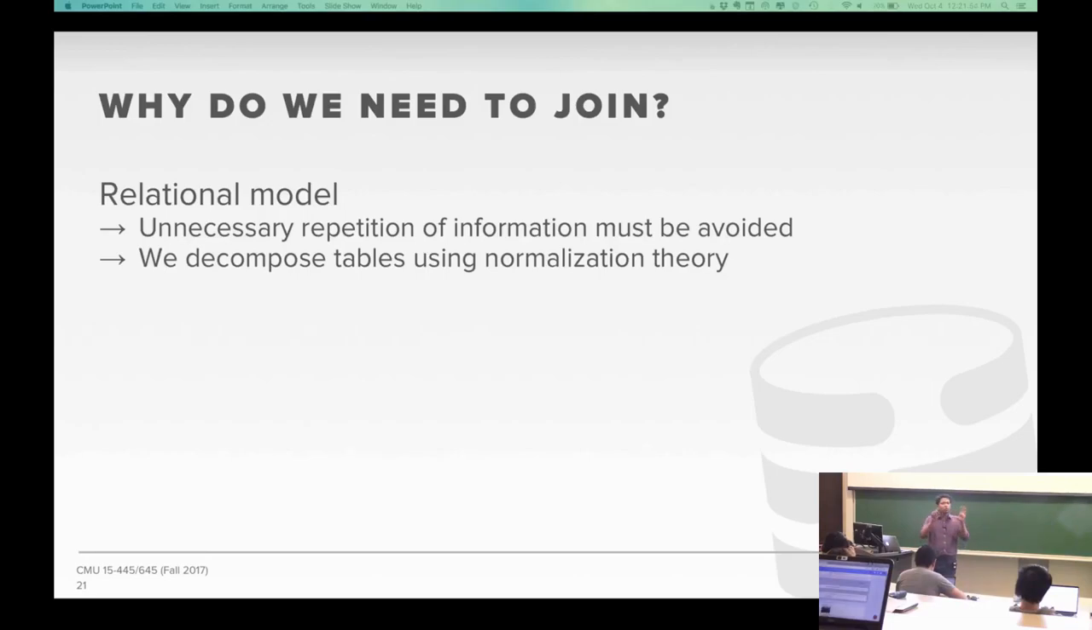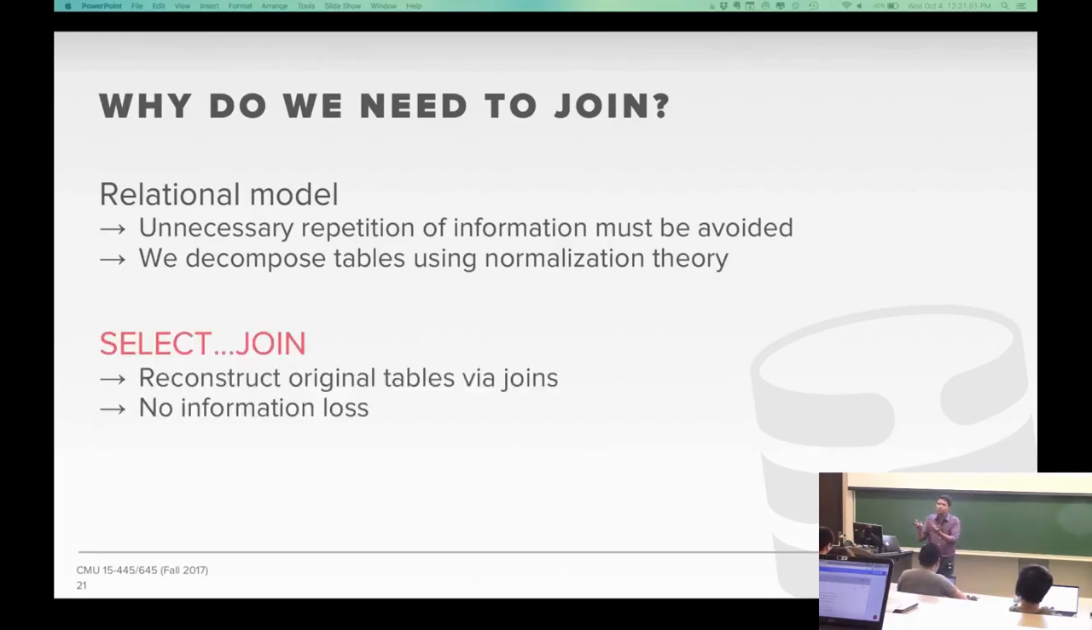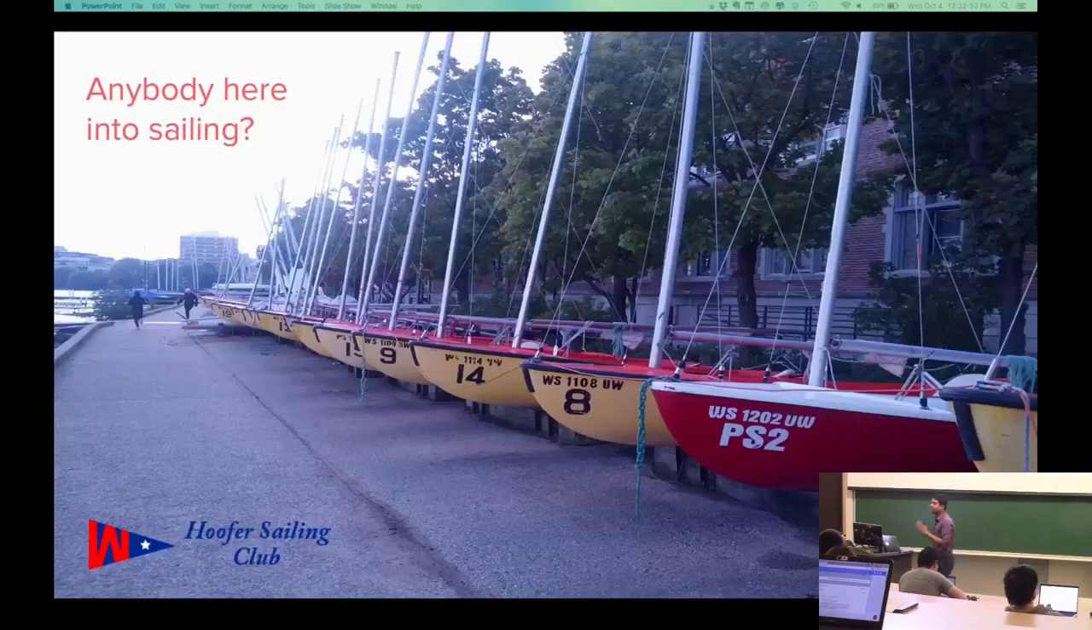But you still may want to construct the original tables that you decomposed. So you might do a join on these decomposed tables in order to reconstruct the original table. The join operator is commonly used to reconstruct the original table, and we don't want to lose any information by doing the join. Join is frequently used in database systems, and in this part of the lecture, I'll present a whole set of join algorithms that can support this operator. For this, we will be using a sailing database to illustrate these algorithms.